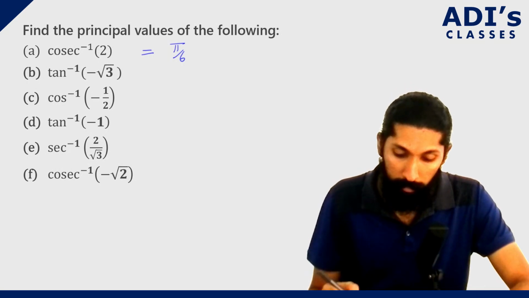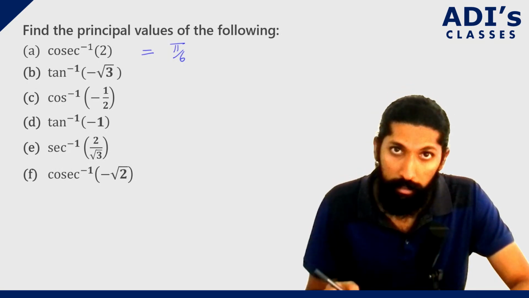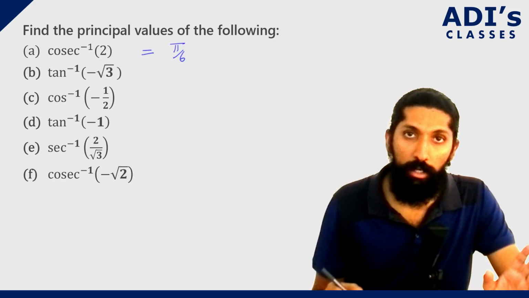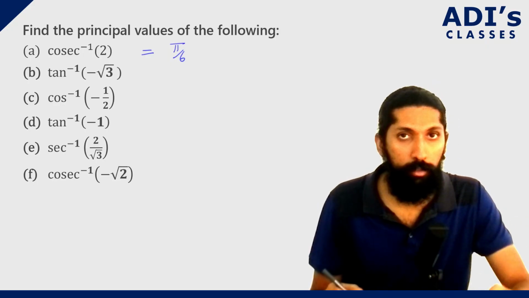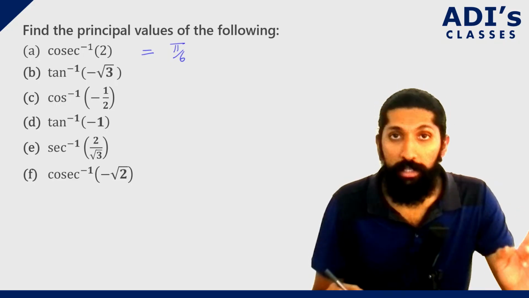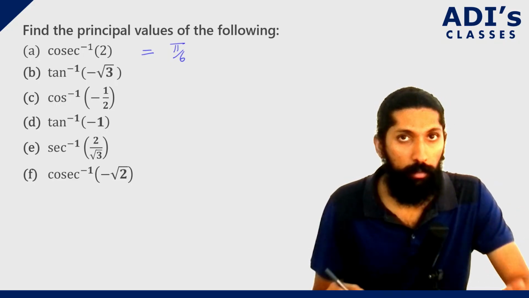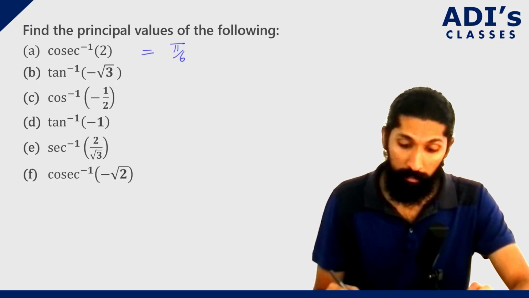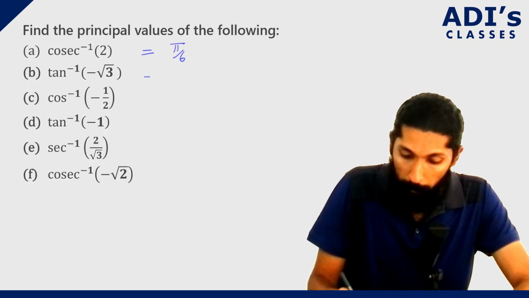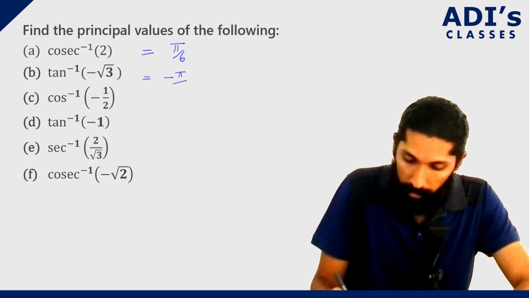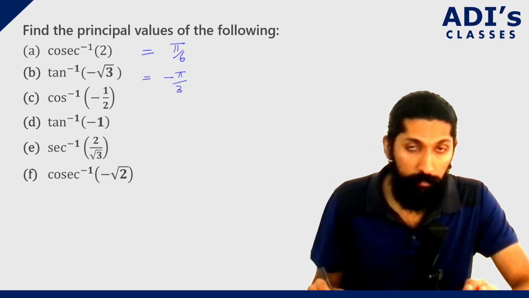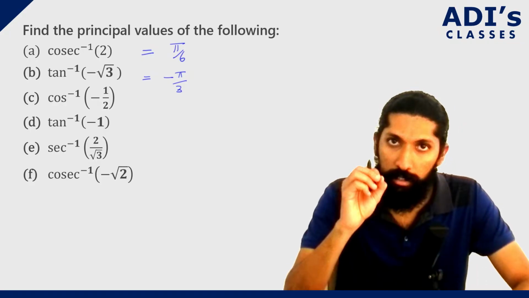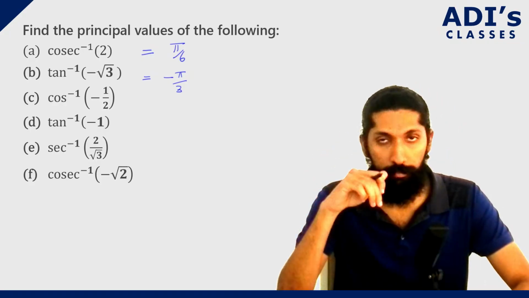Second one, tan inverse of negative root 3. Now, tan of 60 degrees is going to be root 3. So, tan of minus 60 is going to become minus root 3. So, tan inverse of minus root 3 becomes minus pi by 3. Next, cos inverse of negative half. Okay, now this is a little interesting compared to the previous two.